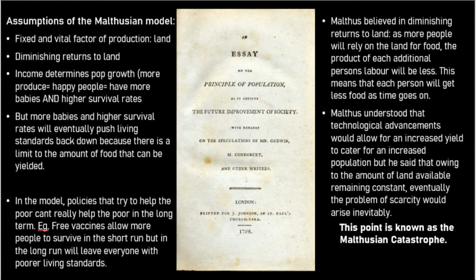Malthus understood that technological advancements would allow for an increased yield to cater for increased population, but he said that owing to the amount of land available remaining constant, eventually the problem of scarcity would arise inevitably. This is the Malthusian catastrophe.